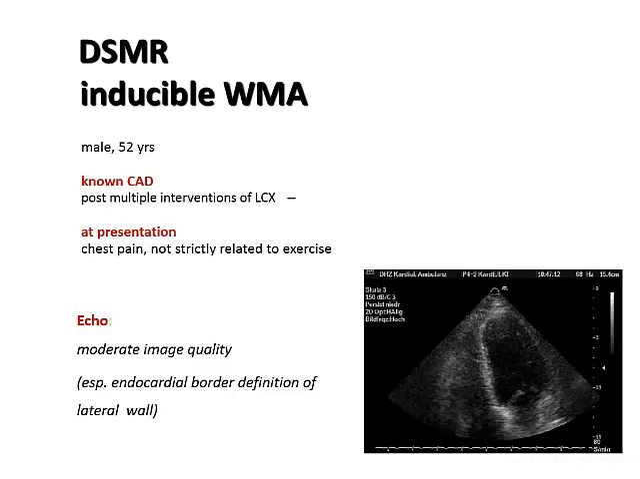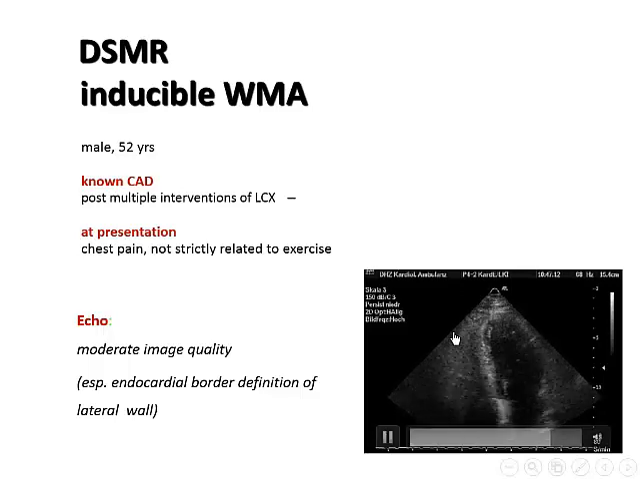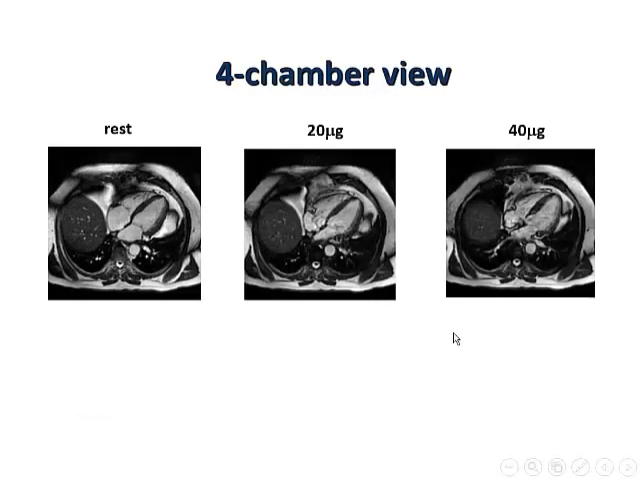A 52-year-old patient with multiple PCI to the circumflex. He came to us because of chest pain. The image quality of echocardiography was borderline. The patient performed a stress test. You can see clearly the contractility of the myocardium. You can see clearly the apex. You can see clearly the right ventricle.